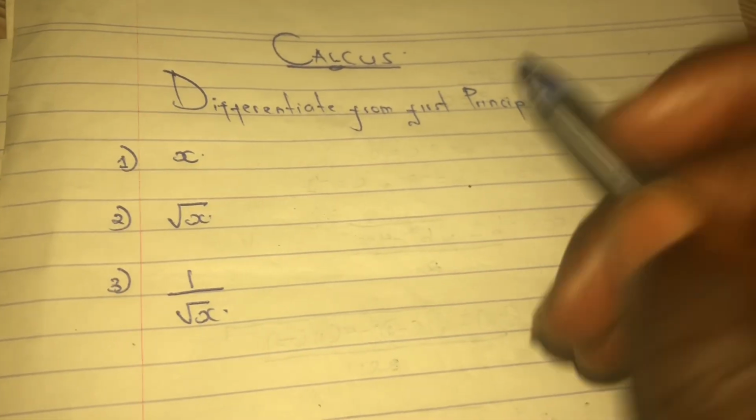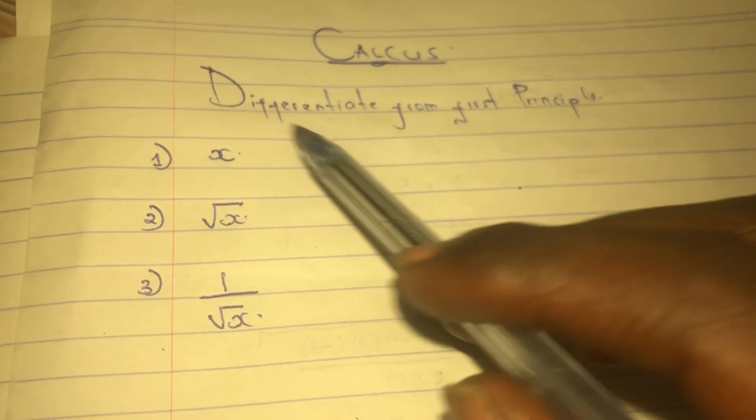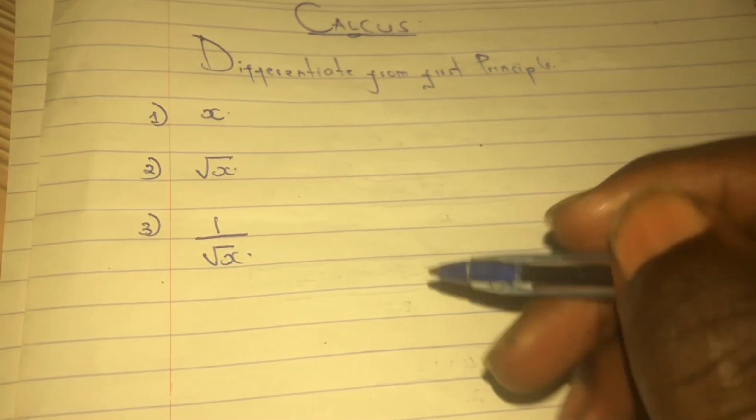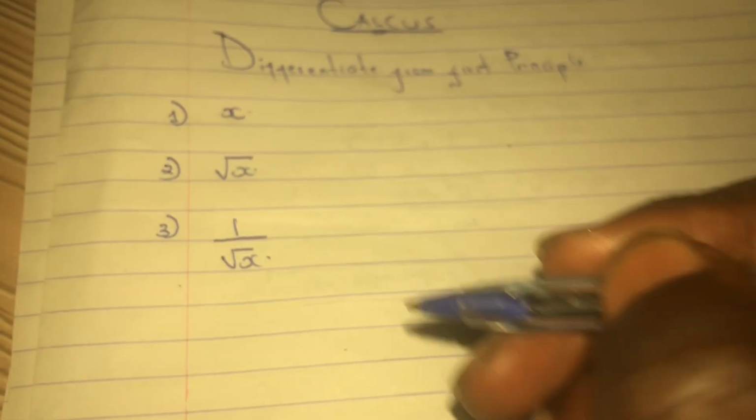Hello everyone, so today we are going to learn calculus. We are going to learn how to differentiate from first principles. And we have the first question, 1, differentiate the following. The first one is x.